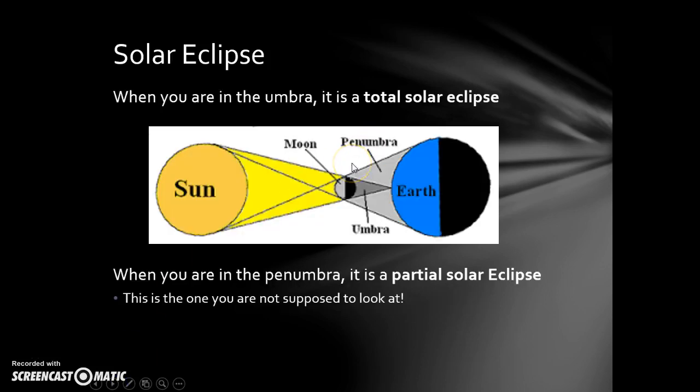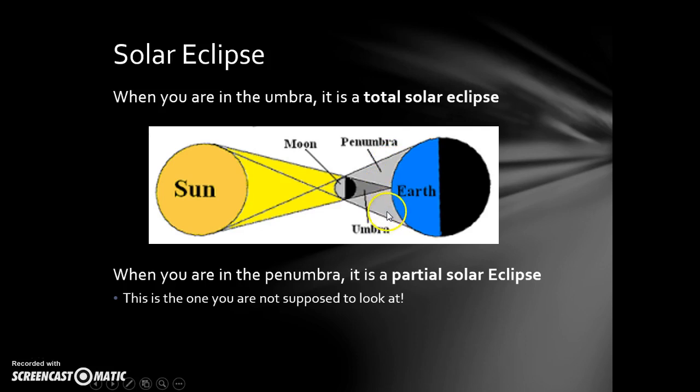So if we see here, we have a diagram of a solar eclipse. So when you're in the umbra, which is this smaller part here, it's a total solar eclipse. So the sun is totally blocked. And you'll notice that it's this really tiny spot right here. That's going to be important in a second. When you're in the penumbra, it's called a partial solar eclipse. So only part of the sun gets blocked.